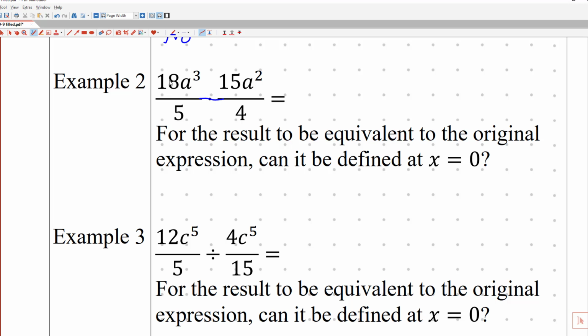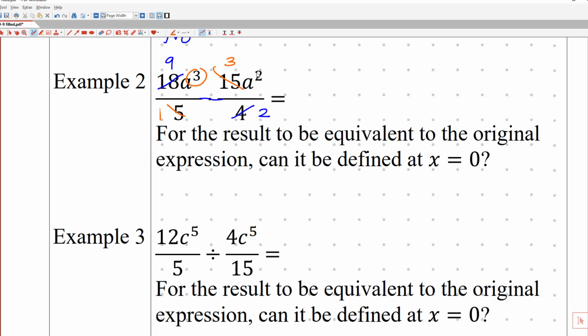So 18 and 4 both are divisible by 2, so 4 divided by 2 is 2, 18 divided by 2 is 9. What else do we have? 5 and 15, those can cross cancel. Maybe I should do that in a different color though. So 15 and 5 both are divisible by 5. 5 divided by 5 is 1. 15 divided by 5 is 3.